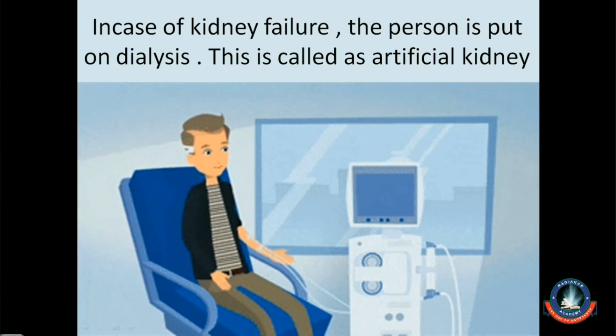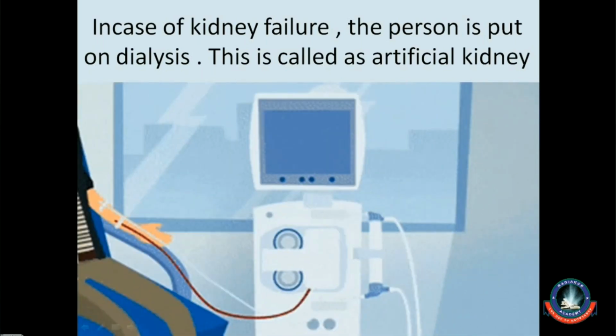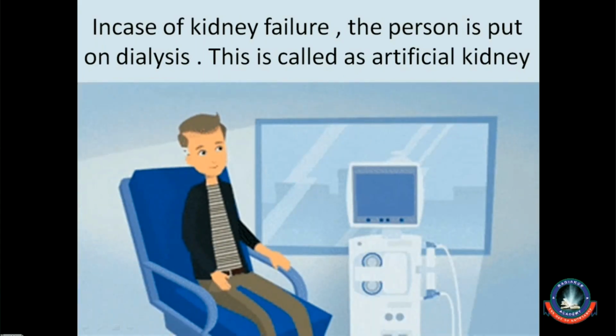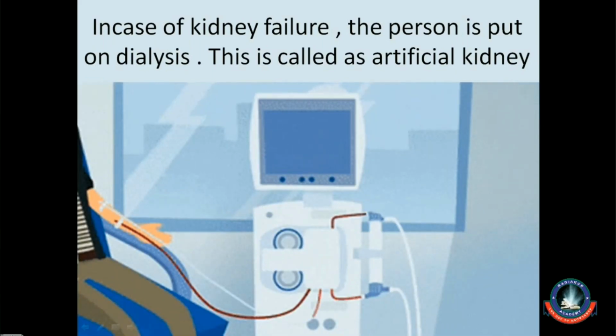In case of permanent damage to the kidney, dialysis is to be repeated for about 12 hours twice a week. So the person is put on dialysis unless he finds a donor for himself.